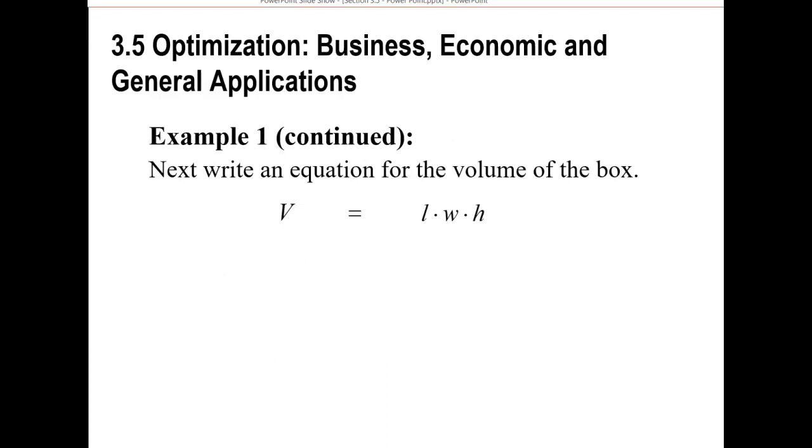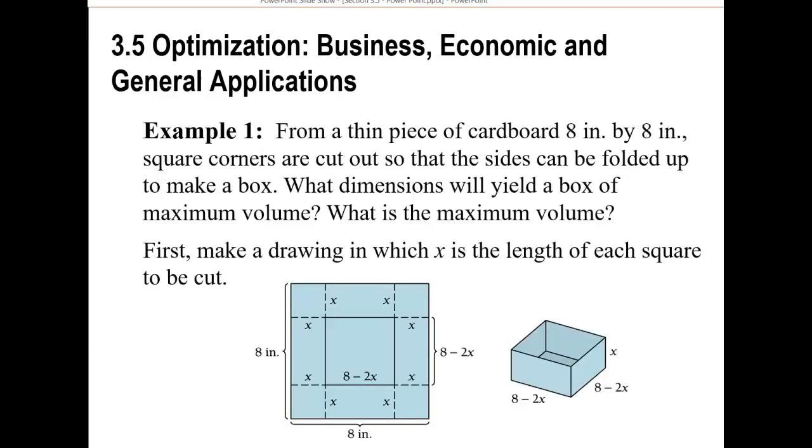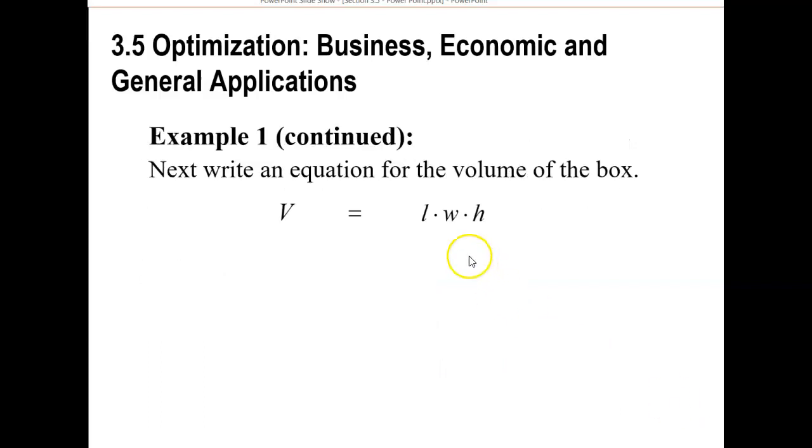All right, next we're going to write an equation for the volume, because notice back here they asked what dimensions will yield a box of maximum volume. The quantity that we're asked to maximize or minimize is volume. So I need to recognize that from the question and write an equation to represent that quantity. So volume of a box is length times width times height. So from our diagram, the length and the width are both 8 minus 2x, and the height is x. So that's putting it in terms of the variable used in my diagram.